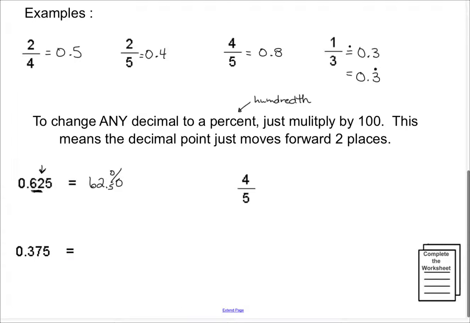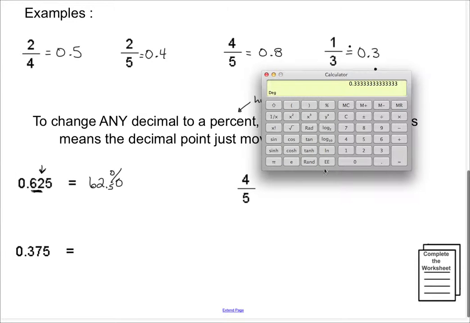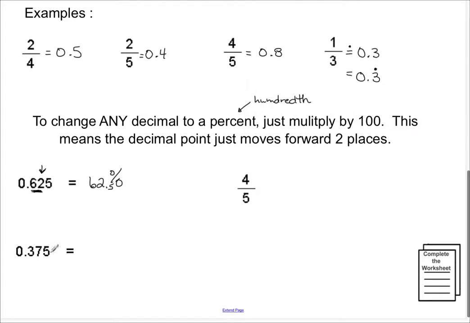Now this one here, just to show you that we would have got the same thing if we multiplied that by 100, if I put 0.625 and times 100 in there, we get 62.5, which is what I got here. So same thing here. These first 2 things tell us how many hundredths we have, because this is the hundredths column. So it's 37.5 hundredths, and another way of saying that is percent. It's 37.5%. And now 4 divided by 5 is a fraction.